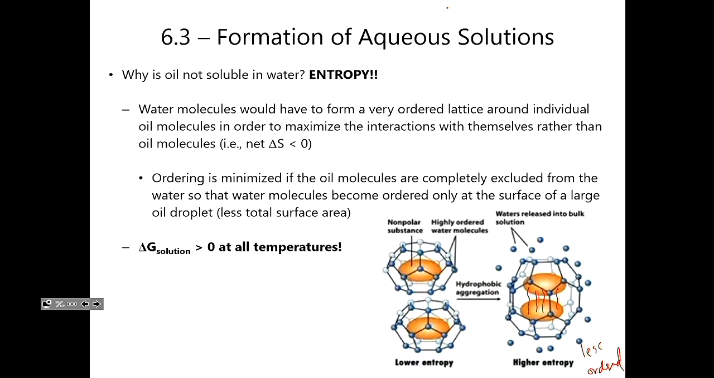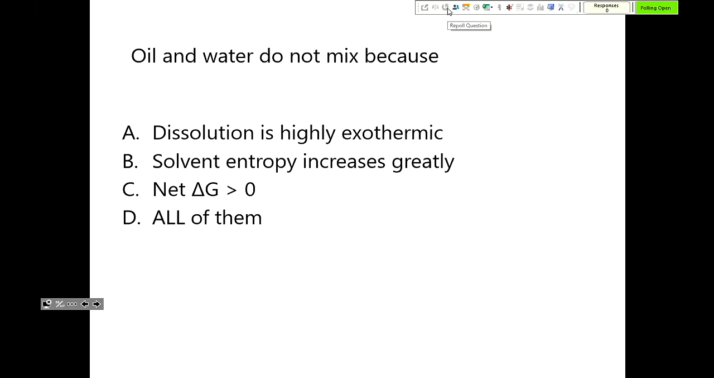So ultimately what happens is that the totality of the oil comes together with itself, and only at the interface between the oil and the water is where the water molecules are arranged to interact with themselves and not the oil. But by completely excluding the oil out of the water, that minimizes the unfavorable delta G, because ultimately what ends up happening is that delta G of solution is always positive. No solution will ever be able to form. Okay? All right.